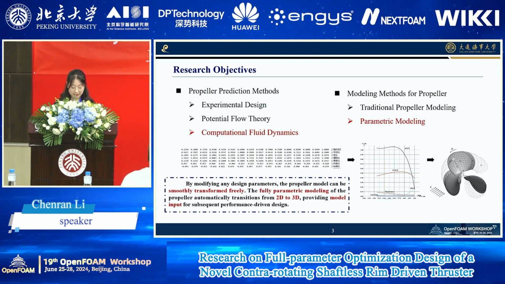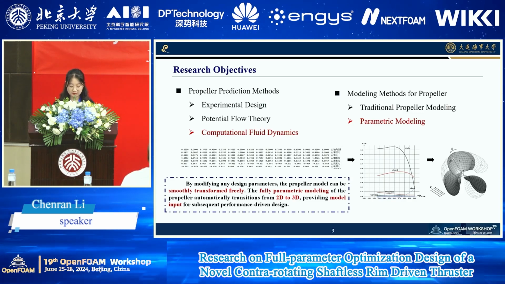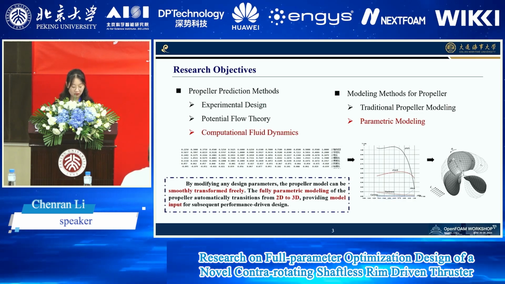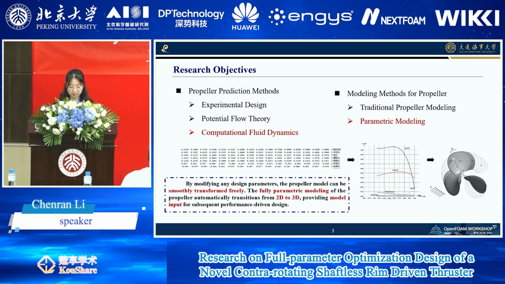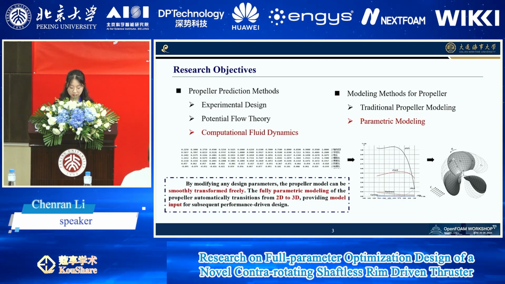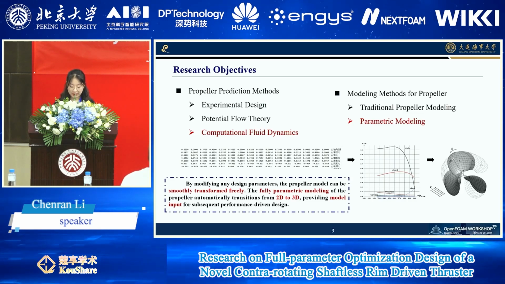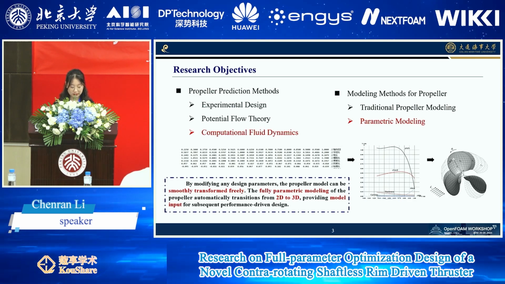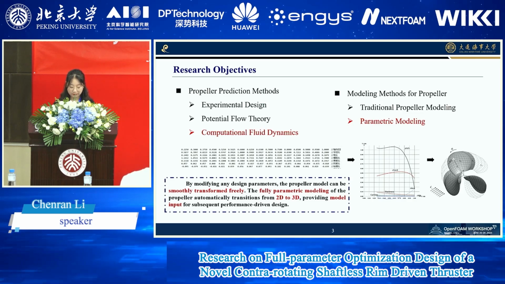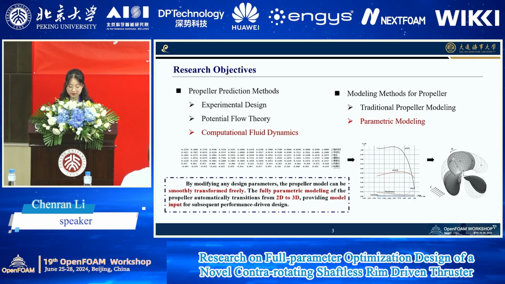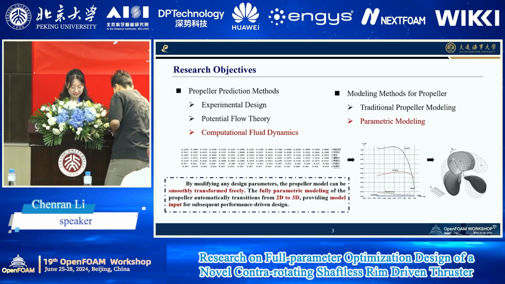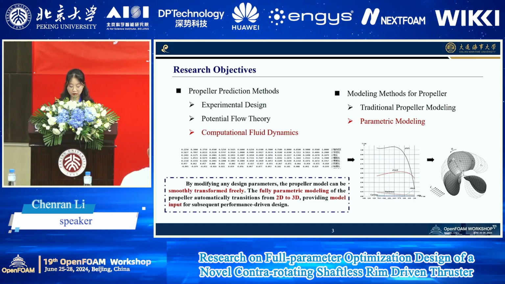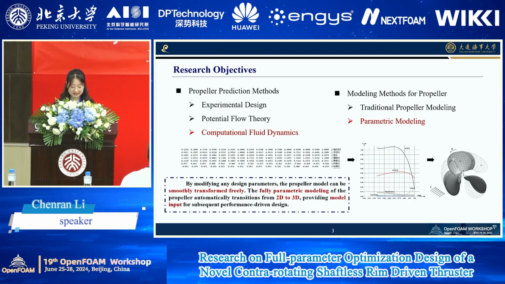In this paper, the parametric design method for propellers uses varied design parameters to express its feature lines, allowing the program to generate the propeller model with a single click. By modifying any design parameter, the propeller model can be smoothly transformed freely. The 2D profile configuration to 3D radial distribution can be edited and designed, providing a predictive model for performance-driven design.